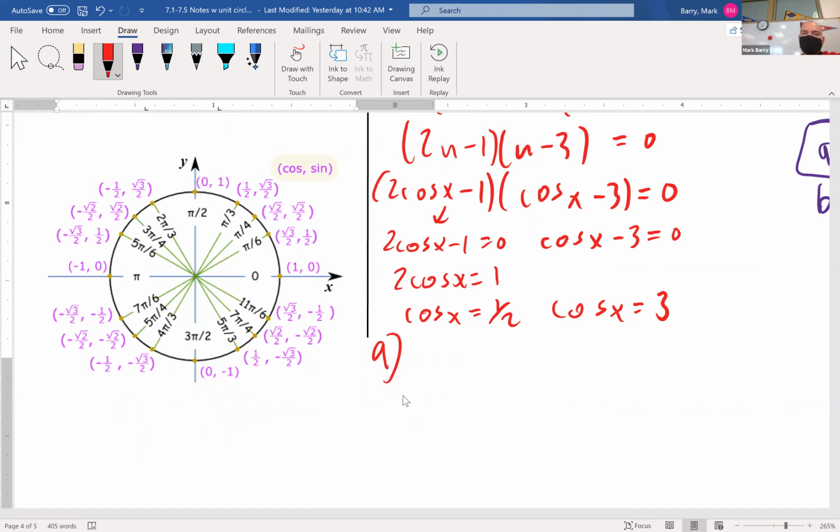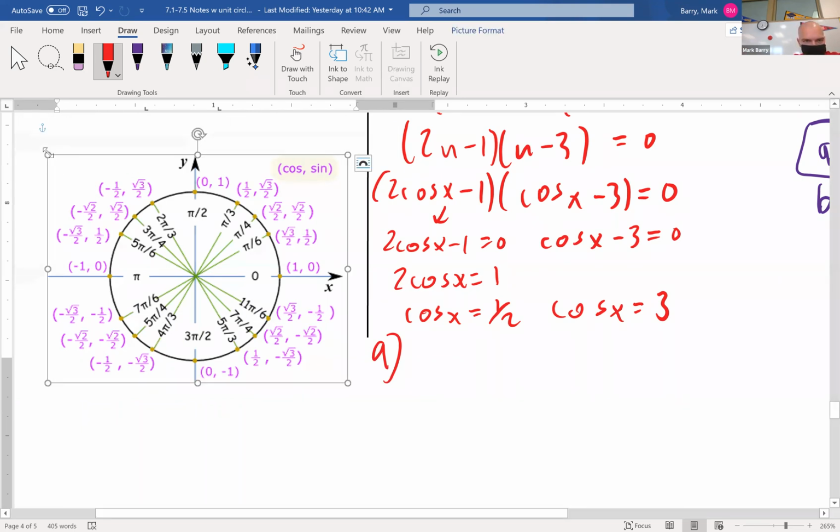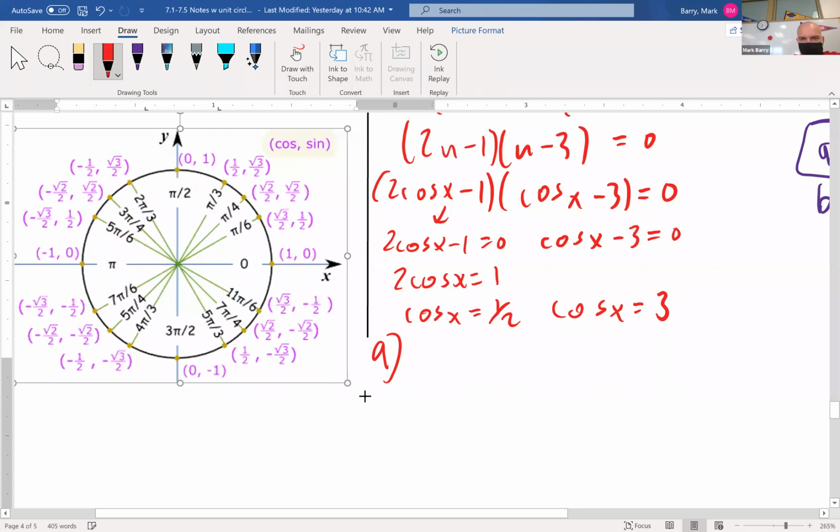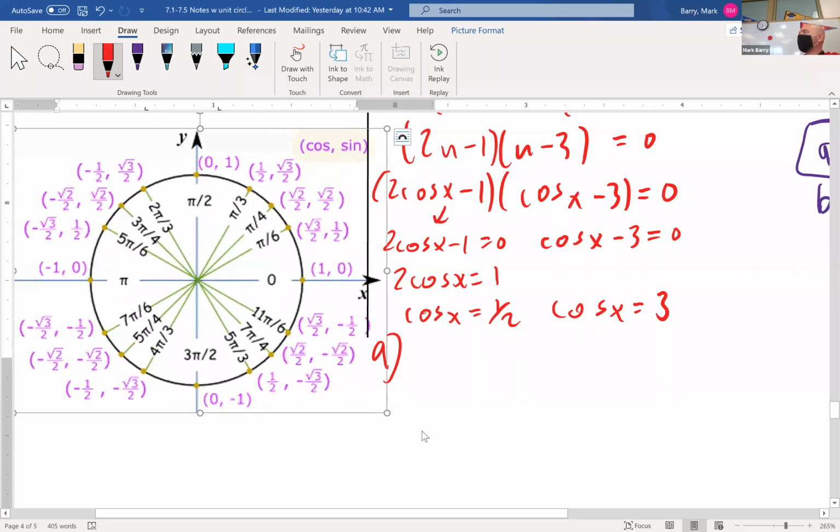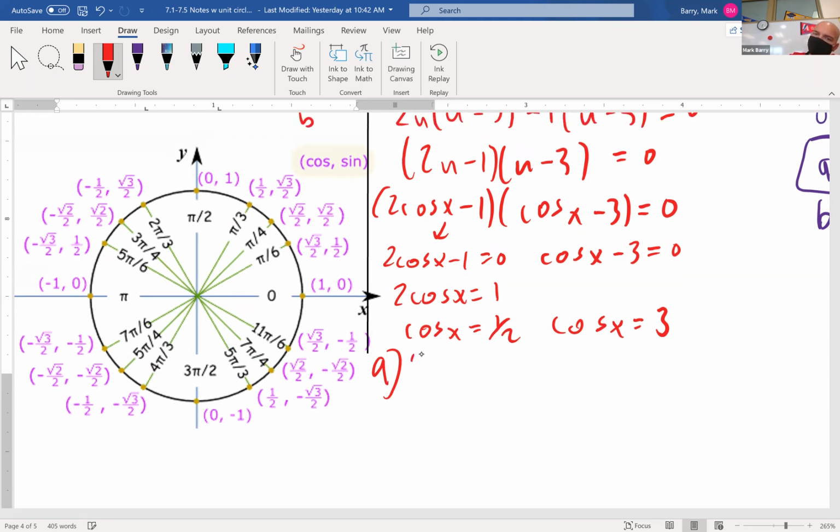So between 0 and 2 pi on our first trip around the unit circle, where does cosine x equal 1/2? Or in other words, where is the x value on the unit circle 1/2? I see 2 points where the cosine is 1/2. I would say that it is at pi over 3. We have the x value of 1/2, right? And also 5 pi over 3. We have the x value of 1/2, okay?